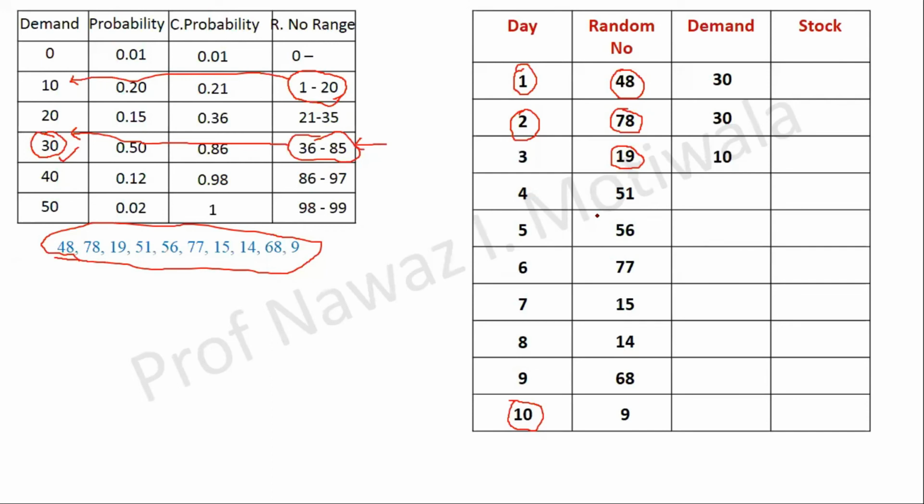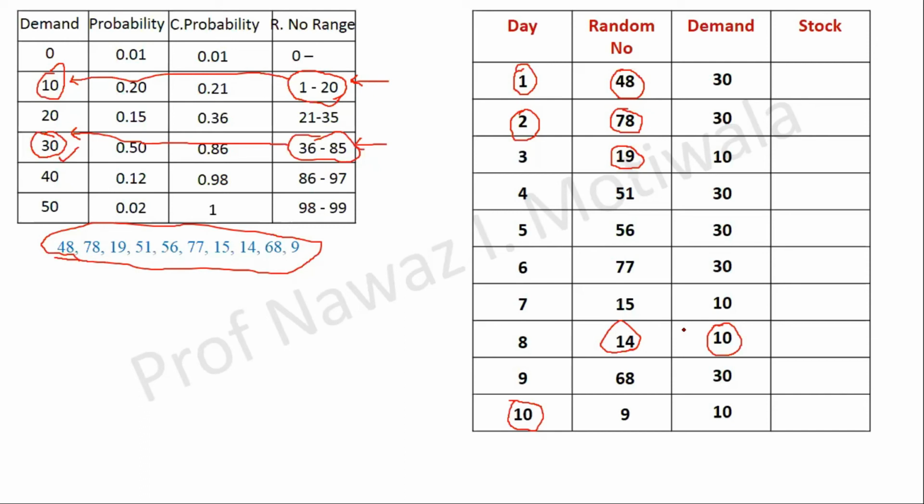Similarly, proceeding further, I will write all the demands for the particular days. You can see that for this one, the random number is 14. For 14, the range will be this one, 1 to 20, and the demand will be 10. So I have written demand as 10.